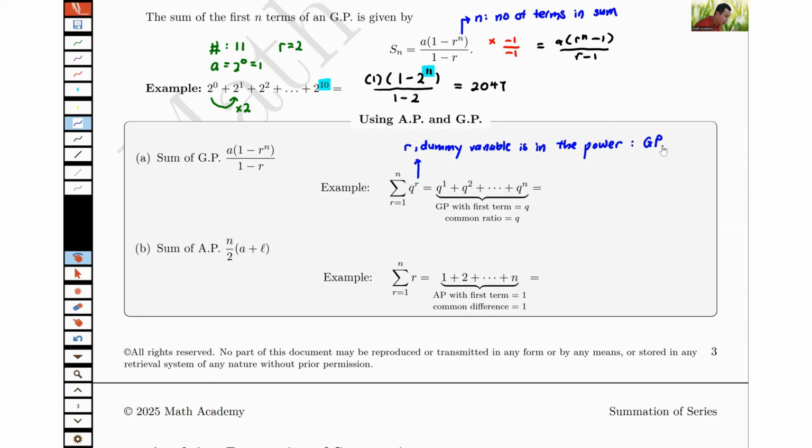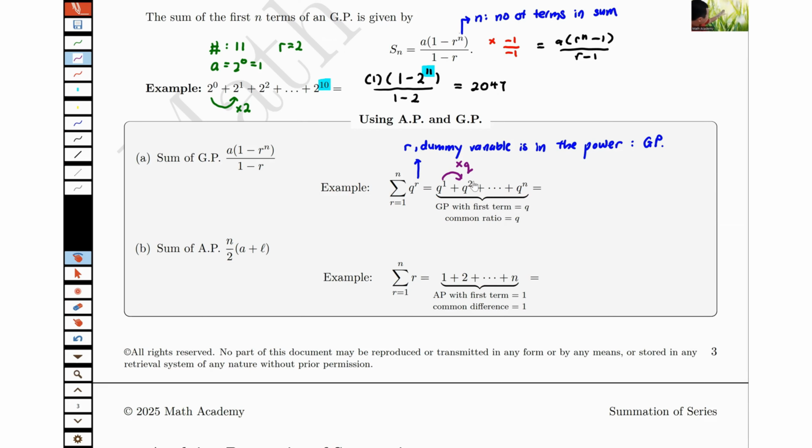So for example here, why is it a GP? If we write out the terms, it will be clear. From my term 1 to term 2, there is a multiplication of q. Q to the power of 1, q to the power of 2, and so on. You're multiplying by q. There's a fixed q throughout, so this is a GP sum.